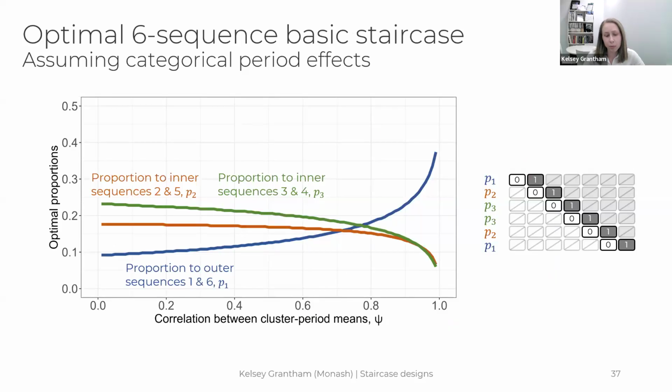And then looking at the optimal proportions for 6-sequence basic staircase designs, we see a similar pattern as for the 4-sequence design. So with more sequences, we have more proportions. And so the main difference is that only the proportion to the outermost sequences starts small and gets larger as psi increases, whereas the proportions to the inner sequences start out larger and then get smaller as psi increases. We still get where these proportions cross over at some point along there.